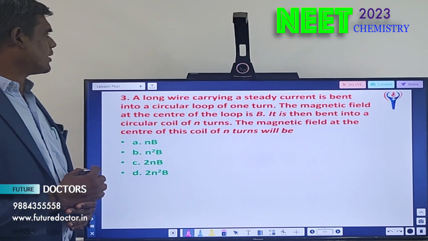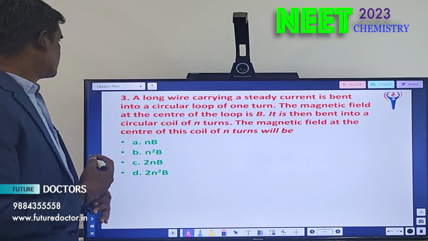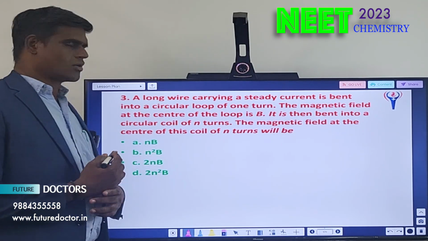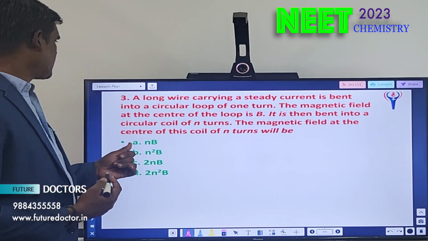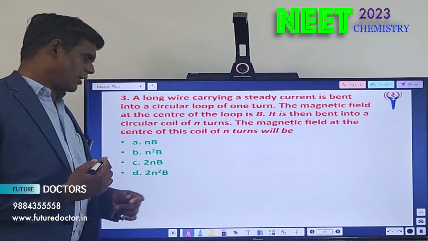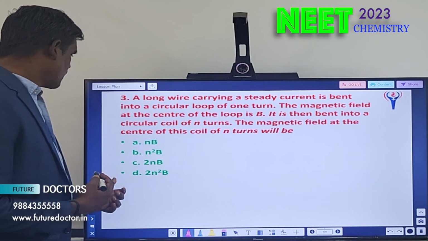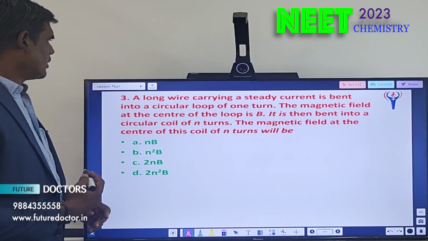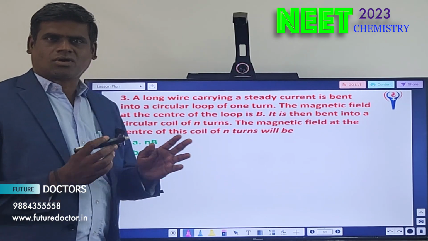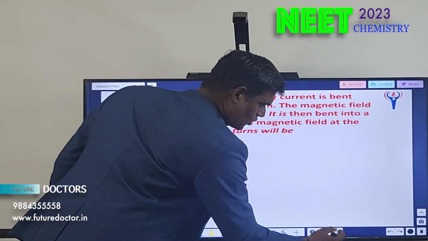A long wire carrying a steady current is bent into a circular loop of 1 turn. The magnetic field at the center of the loop is B. It is then bent into a circular coil of N turns. The magnetic field at the center of this coil of N turns will be dash. Option A, NB. B, N square B. C, 2NB. D, 2N square B. Here you should know the relationship between B and I with respect to distance or length. Then you are able to find the solution for this question. Let's move to question number 4.